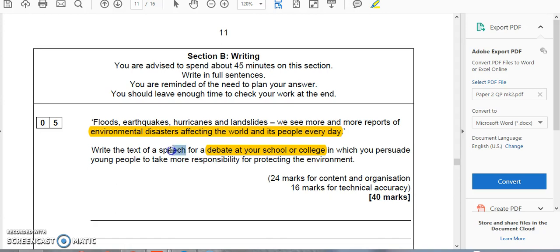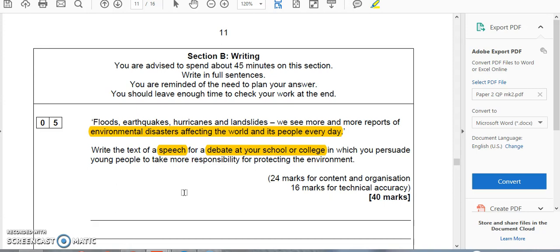Now, we know that that's a speech. So in terms of layout, we know that we're going to have to address the audience at the start of the speech. We will probably want to refer to the audience at least a couple of times through the actual text of the speech, maybe by asking them rhetorical questions. And we're going to have to close up by saying thank you for listening.